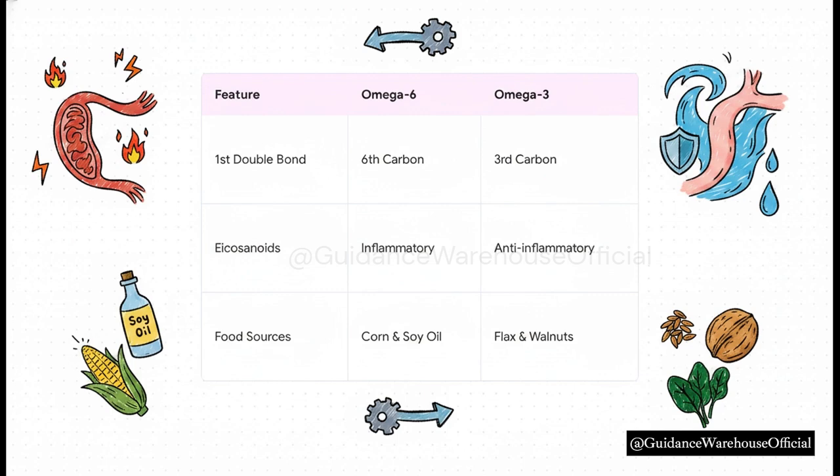On the flip side, eicosanoids from omega-3s do the exact opposite. They actively lower inflammation and clotting. And the crazy part is, they actually compete for the exact same enzymatic pathways in your body. This is exactly why balancing your diet with more anti-inflammatory omega-3s, found in flaxseed, walnuts, and dark greens, is such a massive focus in nutrition.